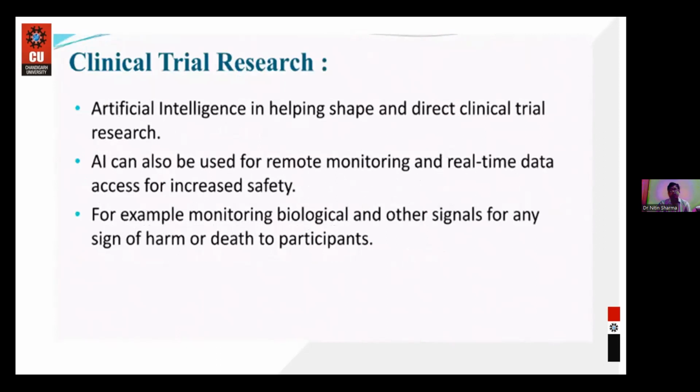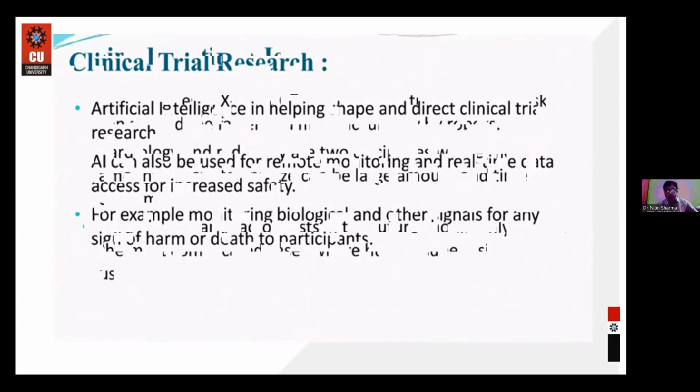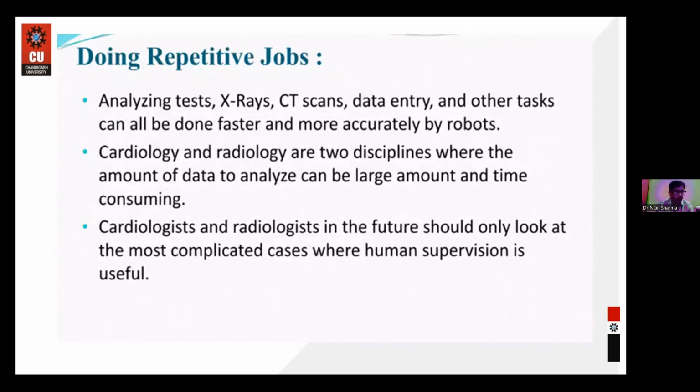We can put, right? Clinical trial research. And AI is helping shape and direct clinical trial research. AI can also be used for remote monitoring and real-time data access for increased safety. For example, monitoring biological and other signals for any sign of harm or ill health or death of participants, right?